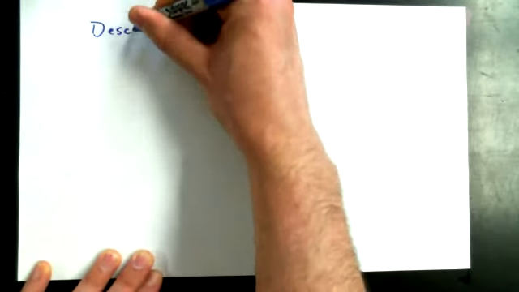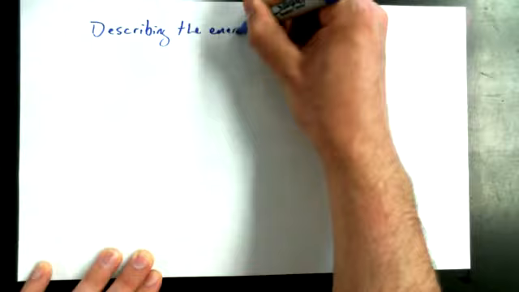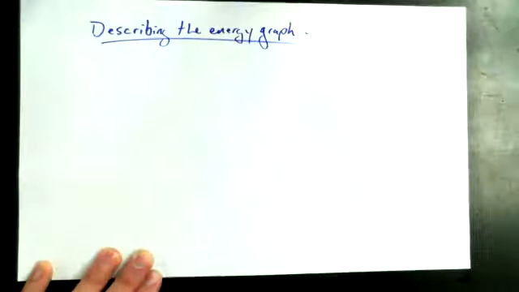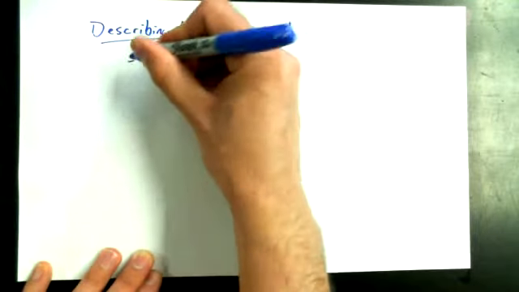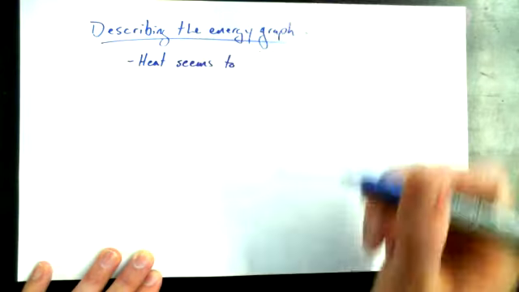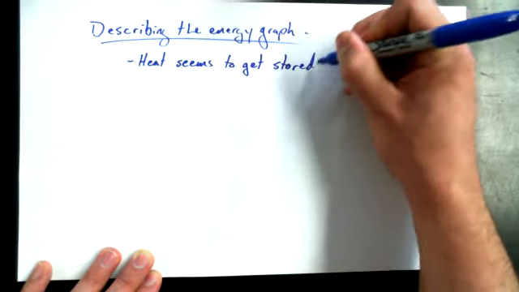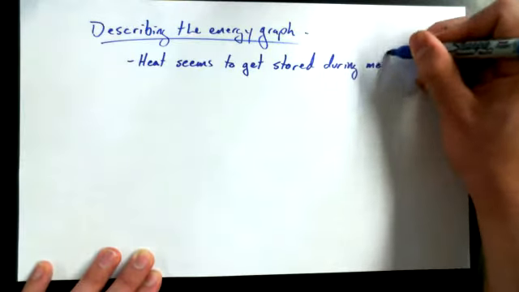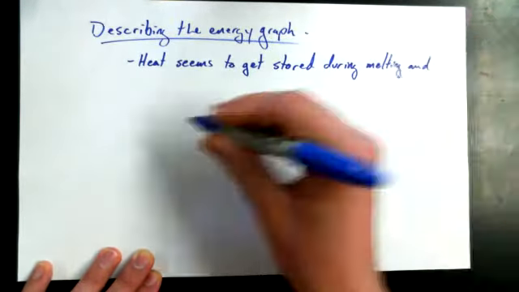So describing the energy graph. That is the energy graph we just looked at. We could say that heat, that is heat energy, EH, seems to get stored during melting and boiling.